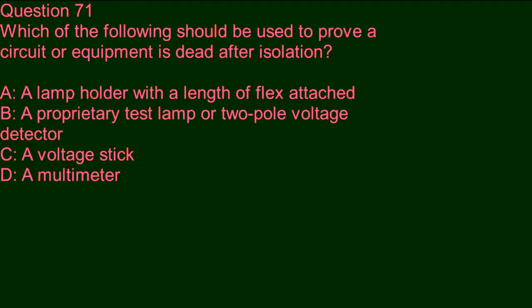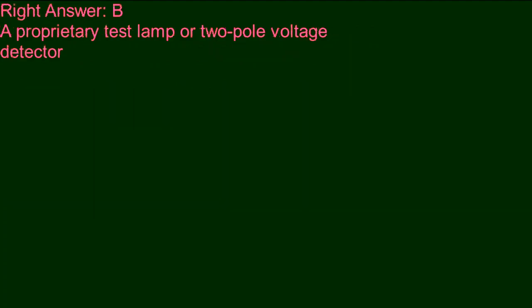Question 71. Which of the following should be used to prove a circuit or equipment is dead after isolation? A. a lamp holder with a length of flex attached. B. a proprietary test lamp or two-pole voltage detector. C. a voltage stick. D. a multimeter. Right answer, B. a proprietary test lamp or two-pole voltage detector.